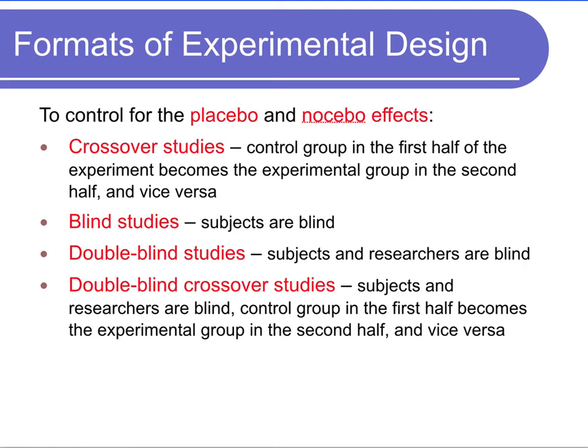Then we have a double-blind study. This is where the subjects are blind and the researchers are blind. Now, by researchers, I mean the people who are administering the study and doing the data recording. Somebody has to know, otherwise the data would be useless. But the reason double-blind studies are done is so that we take any kind of bias out of the results.